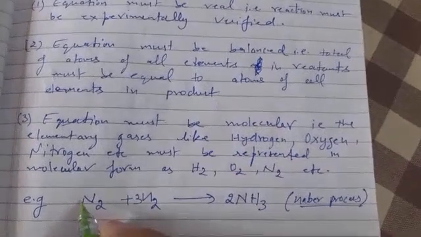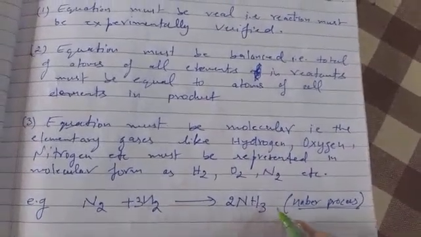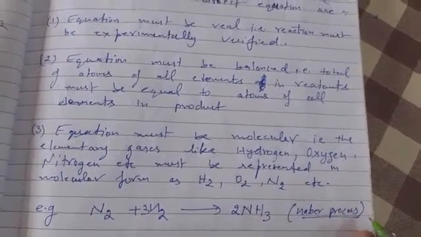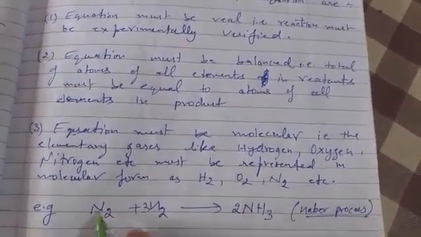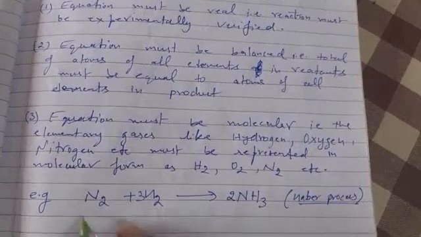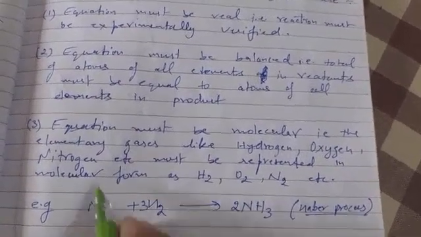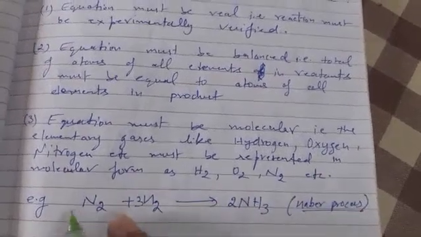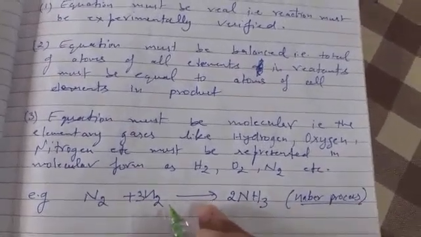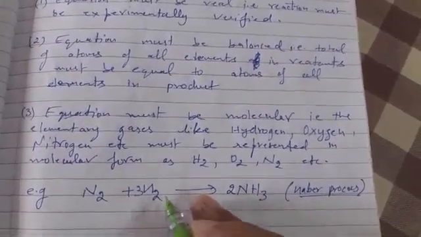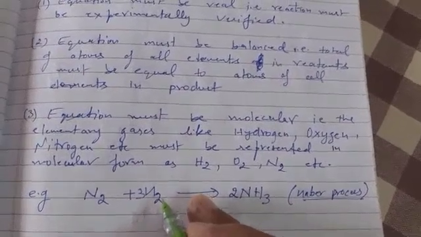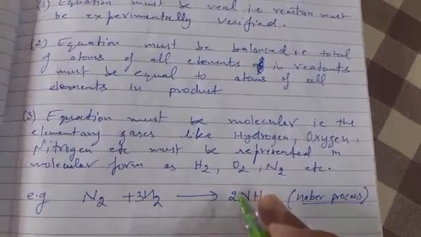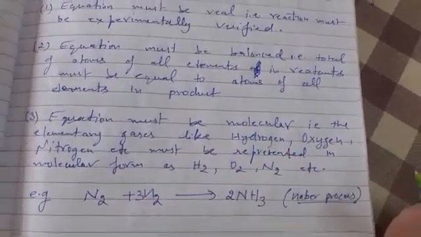For example, N2 plus H2 gives ammonia. This is the Haber process of preparation of ammonia. So in this case, nitrogen as well as hydrogen gases are both written in molecular form. You don't write N and H, you write N2 plus H2, because they exist in molecular state. You know a molecule is the stable form which always exists independently. So reactants and products must be written in their stable form. And the stable form is the molecular form.